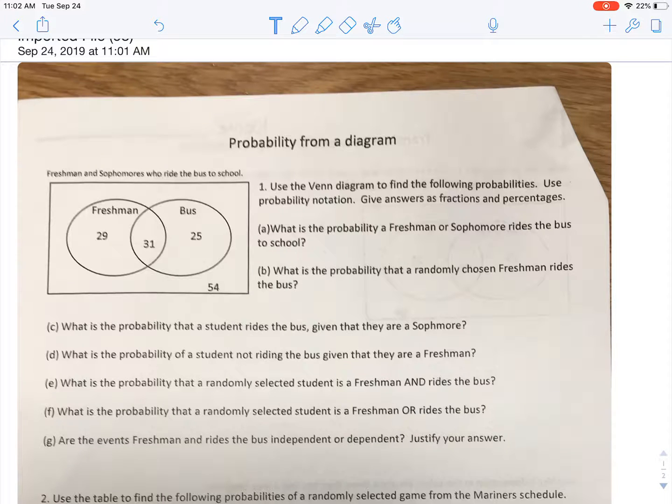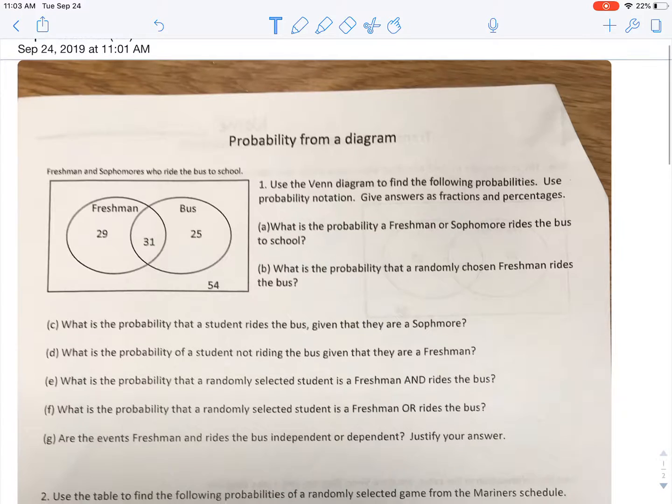Okay, probability from a diagram. Number 1, use the Venn diagram to find the following probabilities. Use probability notation. Give answers as fractions and percentages. What is the probability a freshman or sophomore rides the bus to school? Okay, freshman or sophomore rides the bus to school.